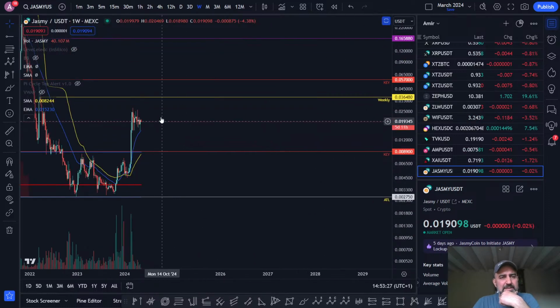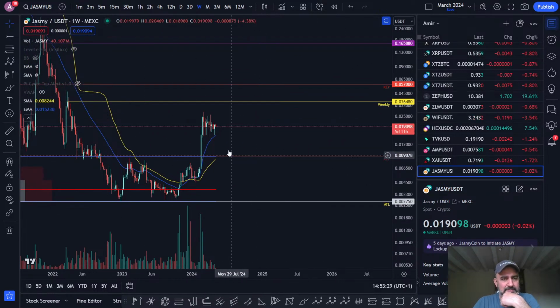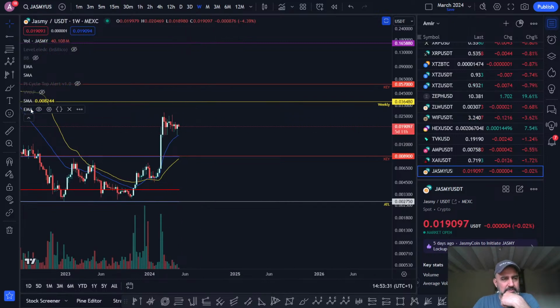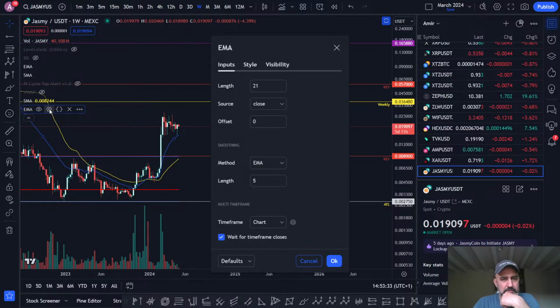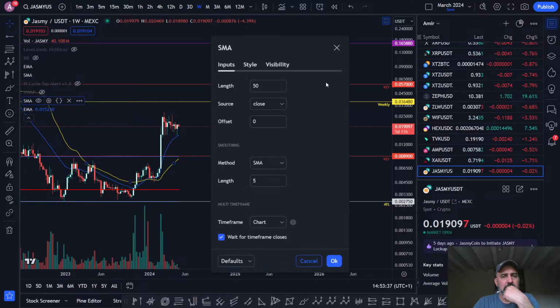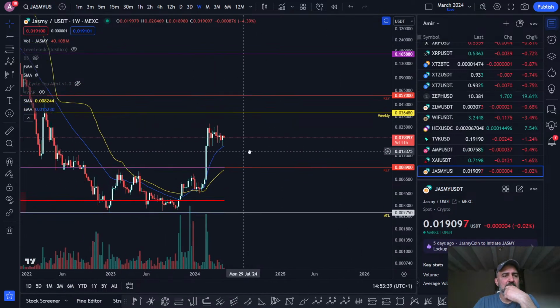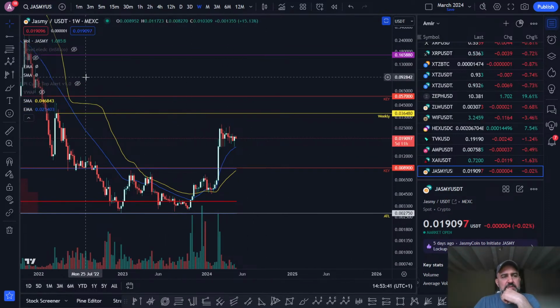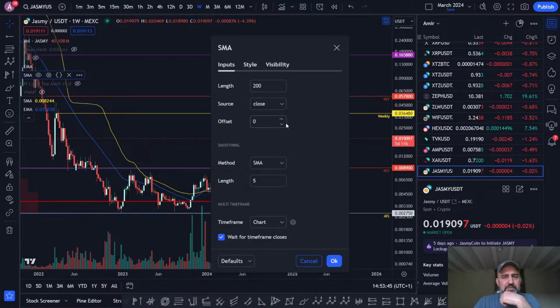Actually, it's not too bad. The momentum's being flipped. It's not too bad. That's the 21. That's the 50. Yeah, the momentum's turned, actually. The 200's a big one. Let's have a look at the 200.